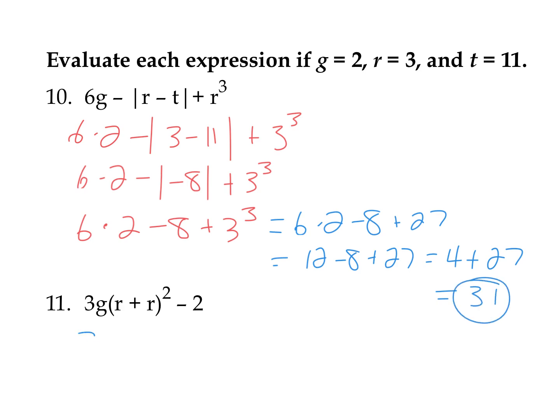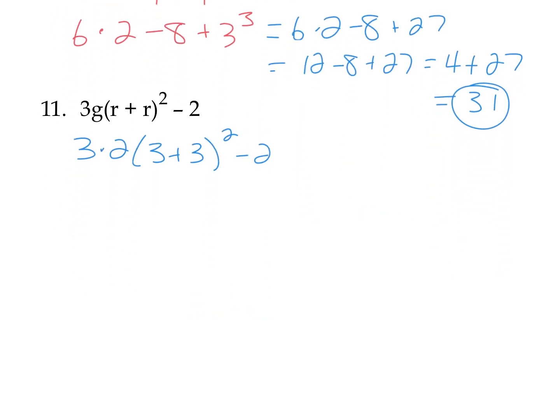And now here in the next problem, we're going to have 3 times 2, parentheses, r plus r. Okay, so fill in both r's as 3's. That's great. Squared minus 2. We don't just write one 3 in there. Fill in everything, write it exactly as it is, but with numbers in place of the variables. So we're going to have 3 times 2, 6 squared minus 2.